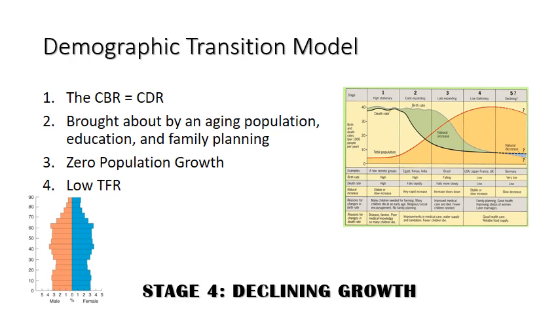In stage 4 of the demographic transition model, we have declining growth as birth rates continue to drop to the point where they are essentially equal to the death rate, and you have 0 population growth.